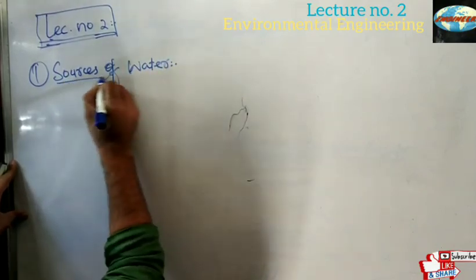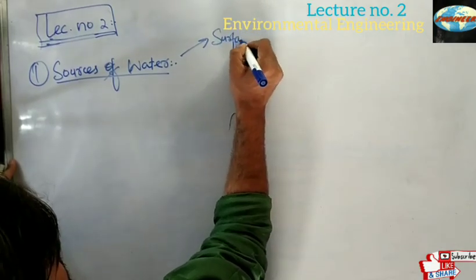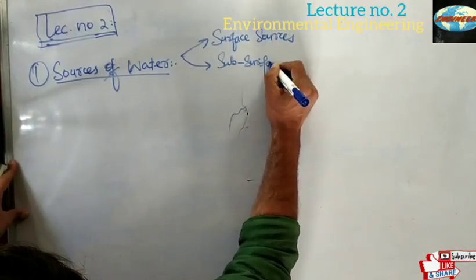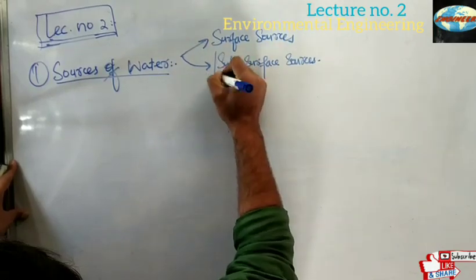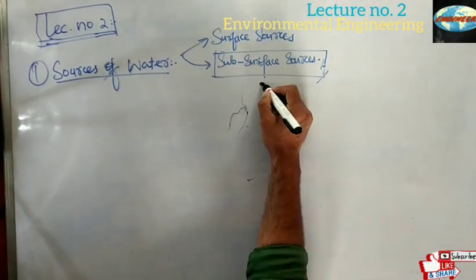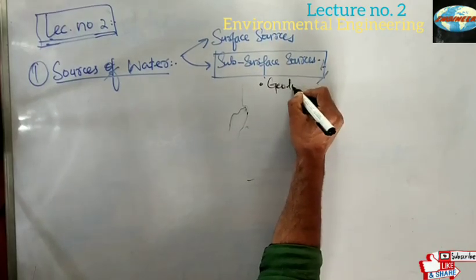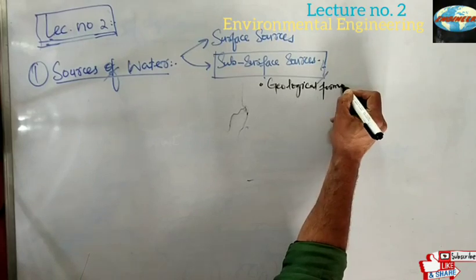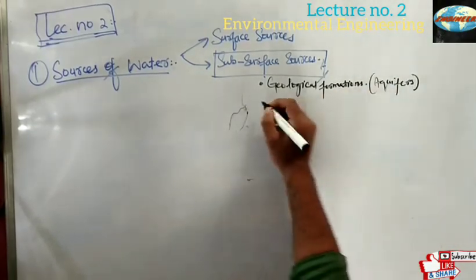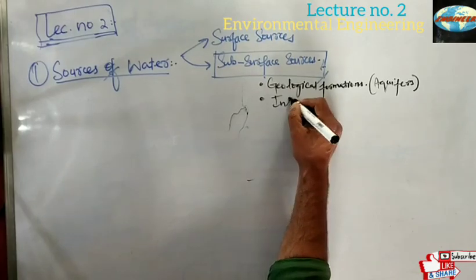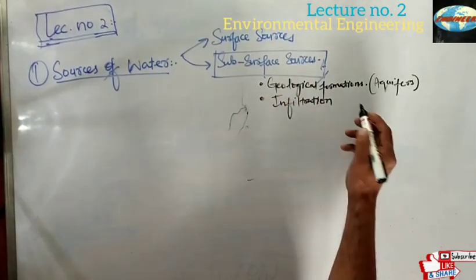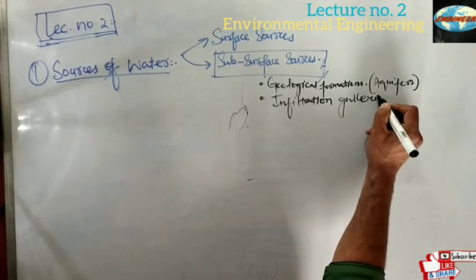In sources of water we have surface sources and we have subsurface sources, obviously. Today we'll be discussing the subsurface sources, and in subsurface sources we have geological formations like aquifers, and then we have obviously infiltration galleries, which are the horizontal tunnels constructed beside a river or a stream. And we have wells.